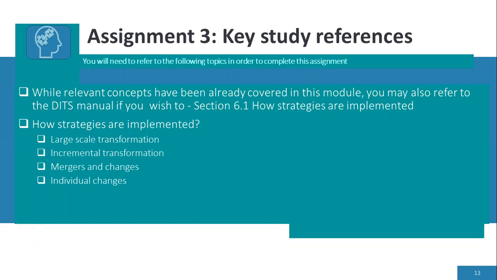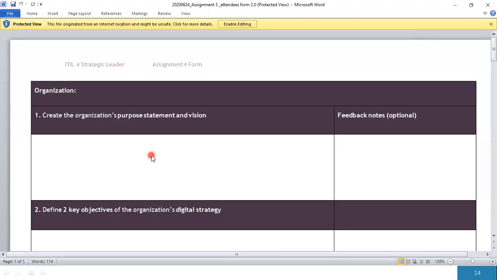The key references for study are in the manual, section 6.1, how strategies are implemented, which can include large-scale transformation or incremental transformation or mergers and changes or individual changes. Let us take a quick look into the feedback assignment response form. As always, you need to enter the organization name, same as before. For assignment 1 and 2, the same should be used in assignment 3 as well.